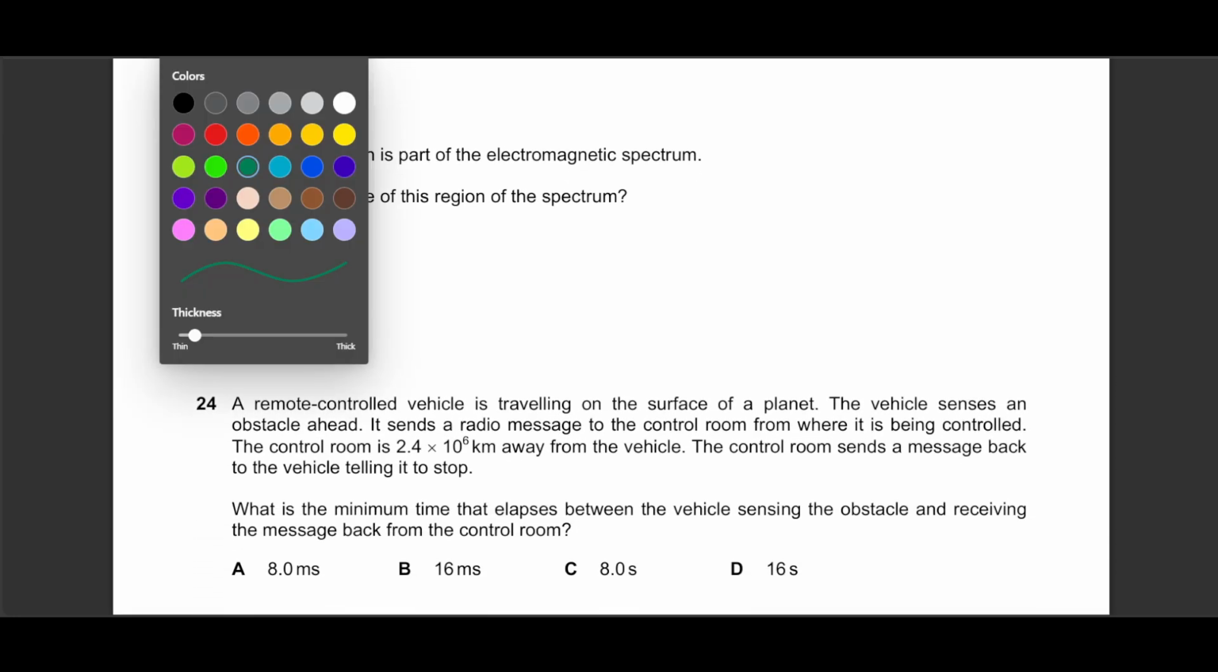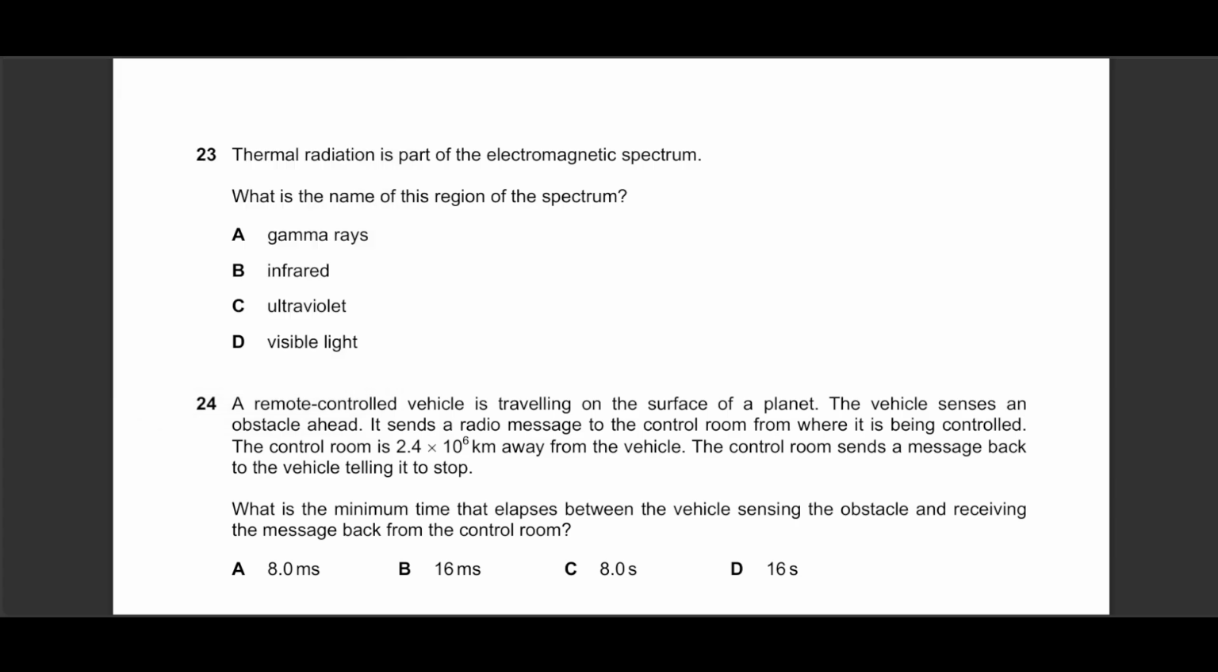Question number 23 is related to uses of electromagnetic spectrum. He says, what's the name of the spectrum? Thermal radiation part of the sun. So what causes the thermal radiation from the sun? So again, this is also a fact-based question.